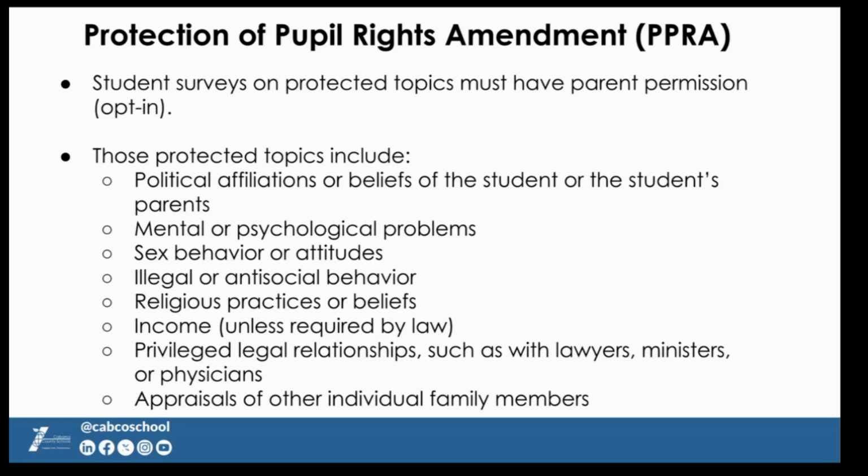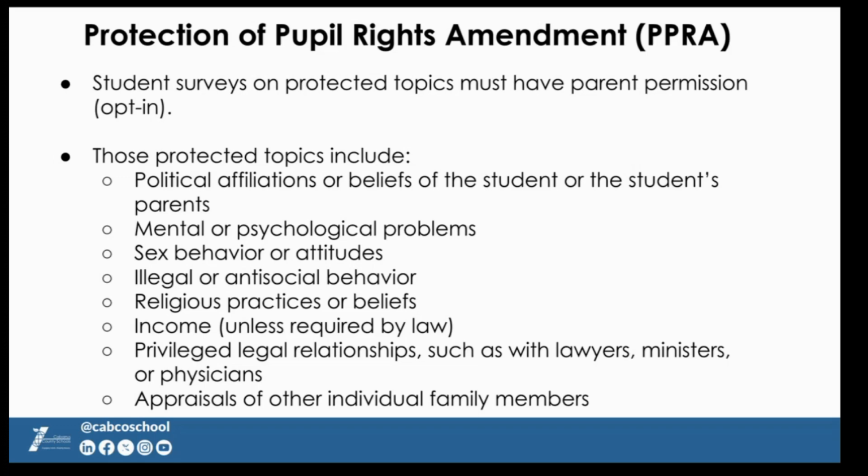Surveys about sexual behavior and attitudes are also prohibited without parent permission. Questions about illegal or antisocial behavior must also be avoided on student surveys without parental consent. For example, students may not be questioned on whether or not they have participated in any illegal actions such as theft or gang activity. Students cannot be surveyed about their religious practices or beliefs without parent consent. For example, classes cannot be surveyed or polled on what their religious affiliation is.